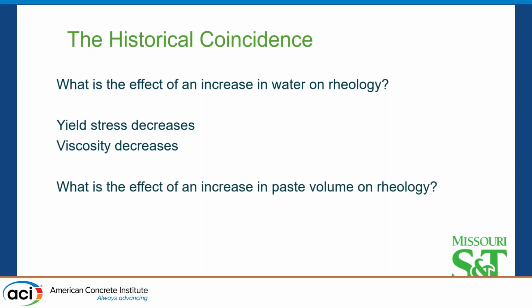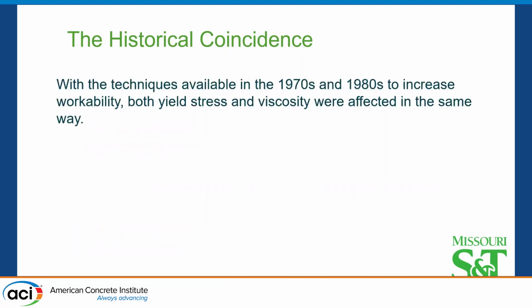What's the effect of increasing paste on the rheology? Well, yield stress is going to go down, or viscosity is going to go down. So what happened, right? With the techniques we had in the 70s and the 80s to increase workability, yield stress and viscosity were influenced in the same way. That's why it worked. Right? It's dominated by viscosity scientifically, but it's a correlation with yield stress, just because at that point it worked.